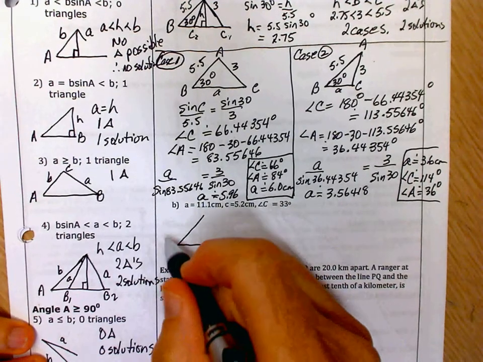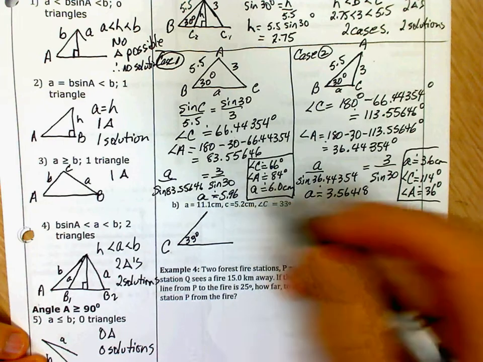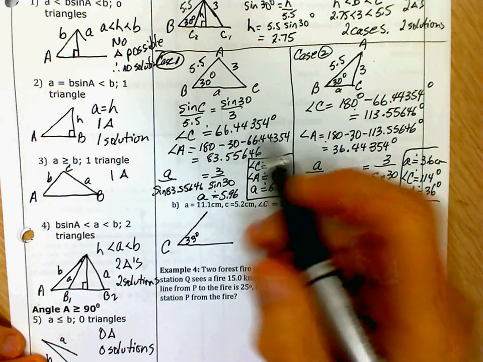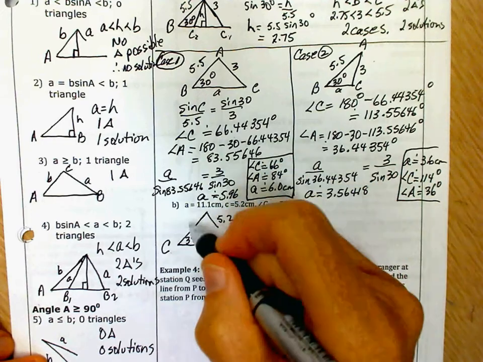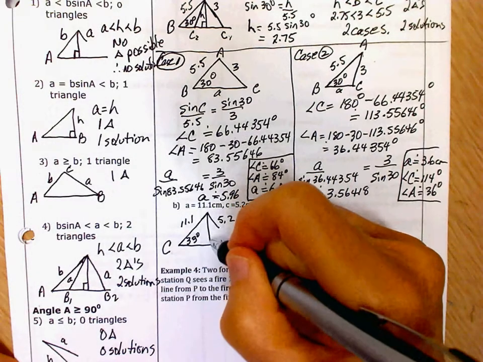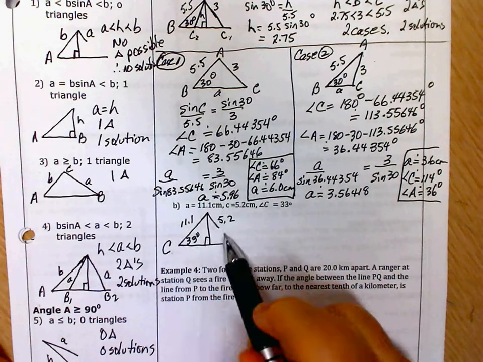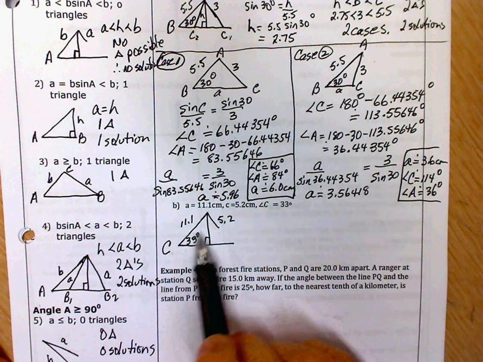So opposite the C is 5.2. I'm just going to draw it like that because it's less than A. So let's just calculate the height and see if this even forms a triangle, because if side C is less than the height, we don't even get a triangle. So let's just try it.